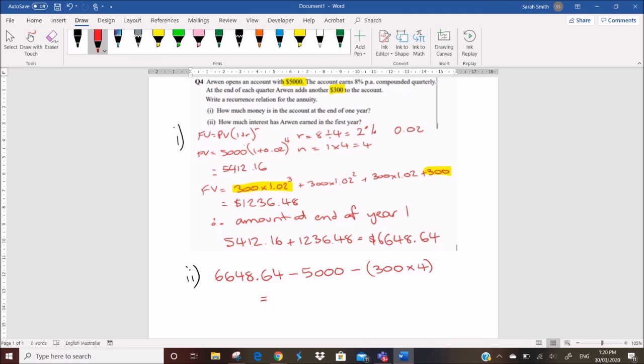So therefore, Arlen earned $448.64 interest.